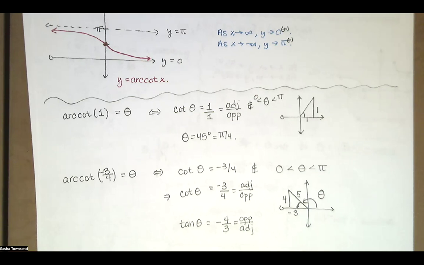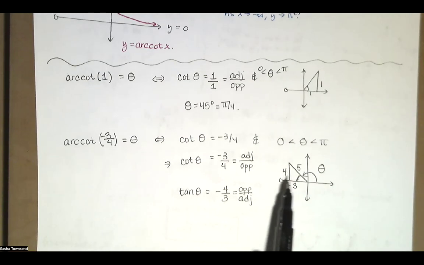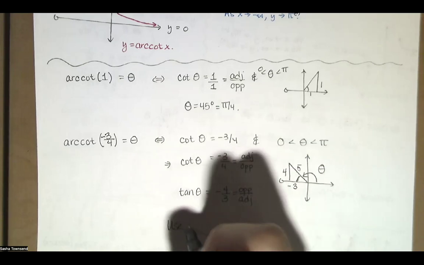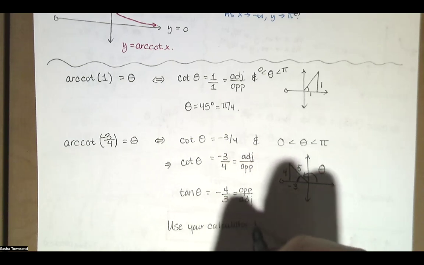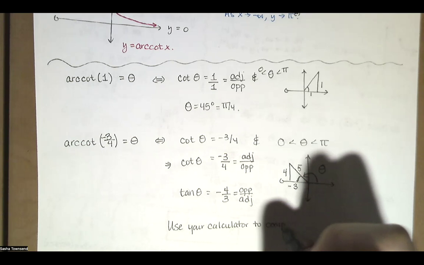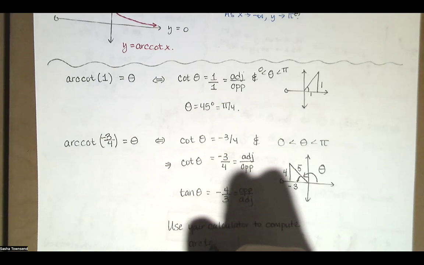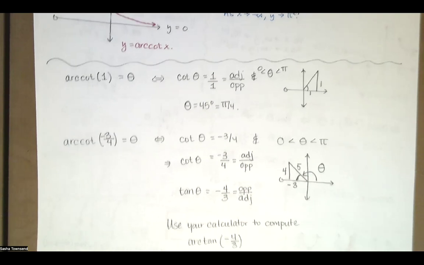I say, I don't know what that is. I'd like to use a calculator. My calculator doesn't have a cotangent button. What am I going to do? Well, we need to find the reference angle for this. In order to find the reference angle, I'm going to use my calculator. And we'll use the calculator to compute arctangent of negative 4 divided by 3.